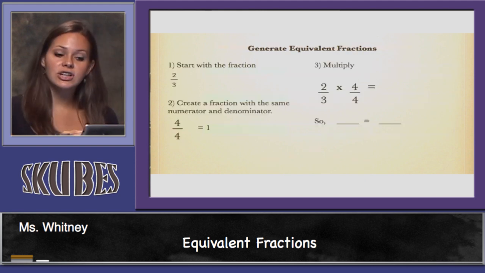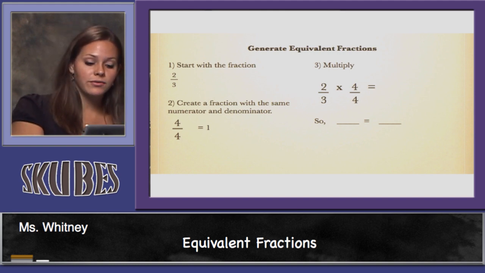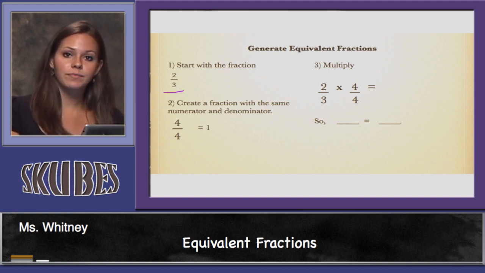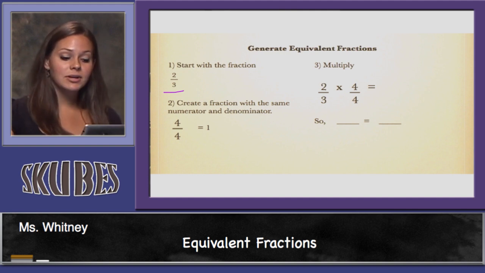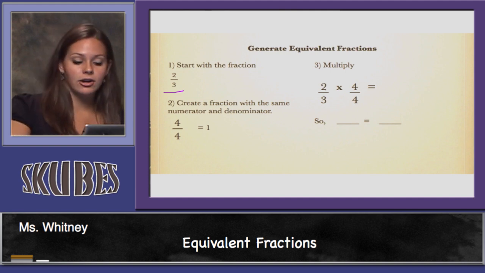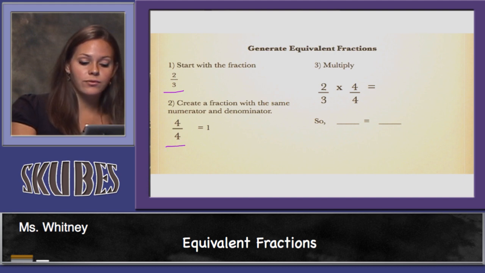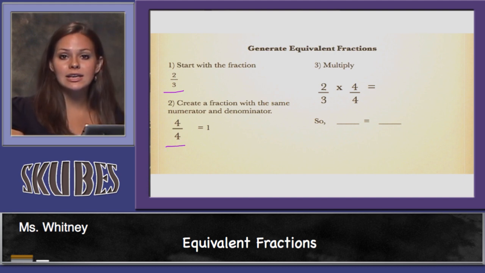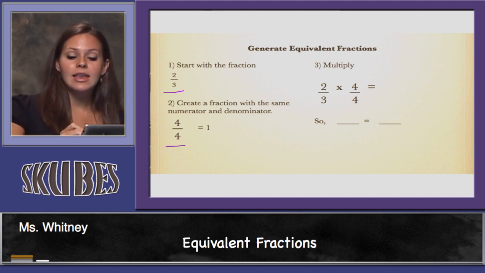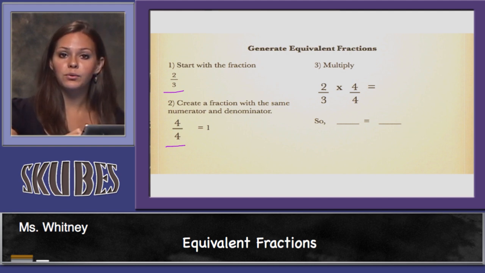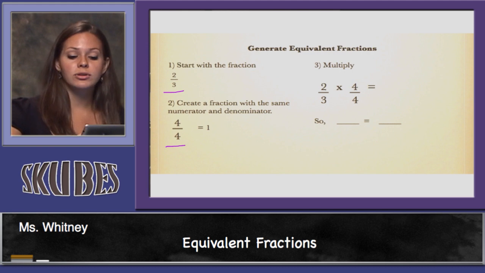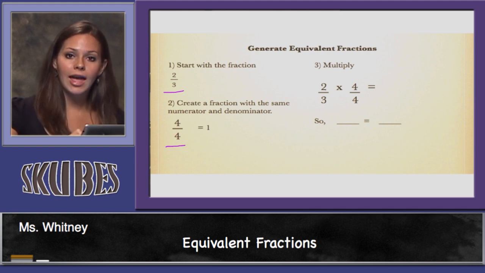Now let's practice generating equivalent fractions. First, we're going to start with the fraction 2/3. We are next going to create a fraction with the same numerator and denominator, such as the fraction 4/4. We know that is equal to 1. Now we're going to multiply 2/3 times 4/4. I'll multiply my numerator by 4 and my denominator by 4.